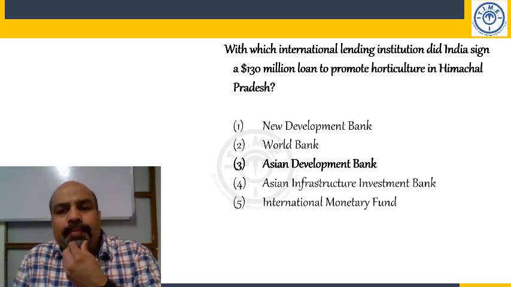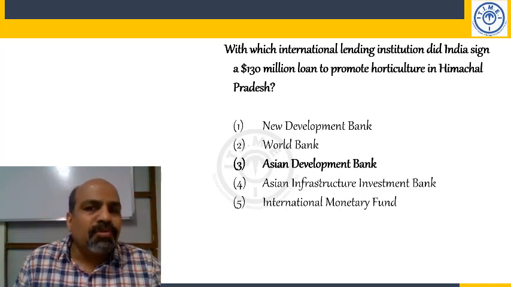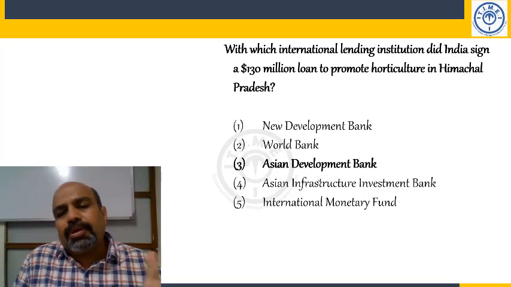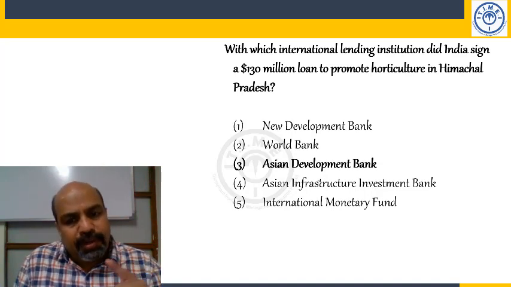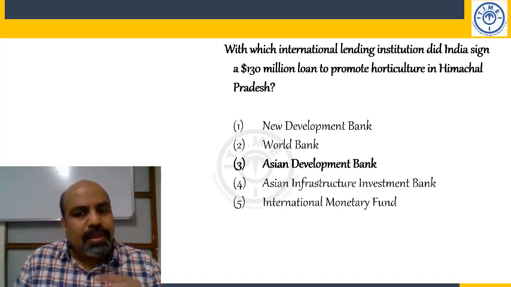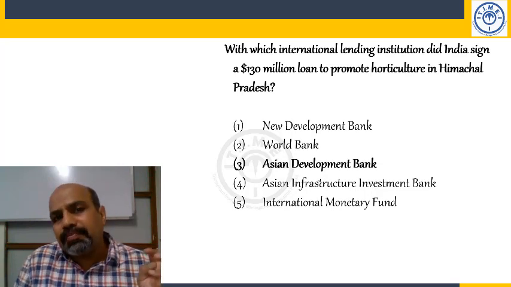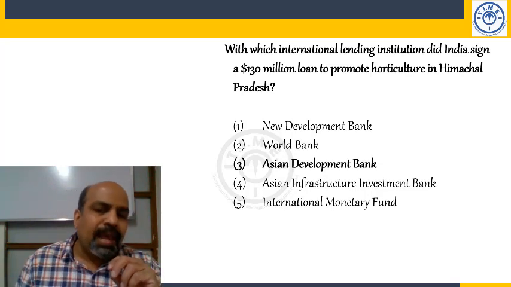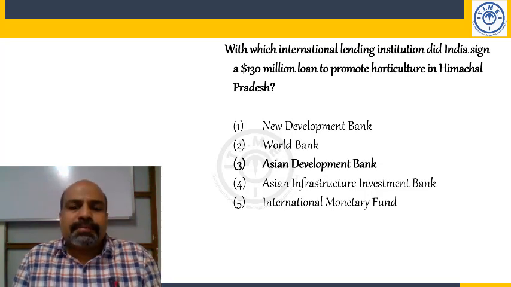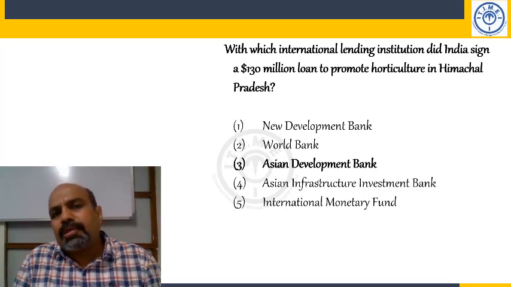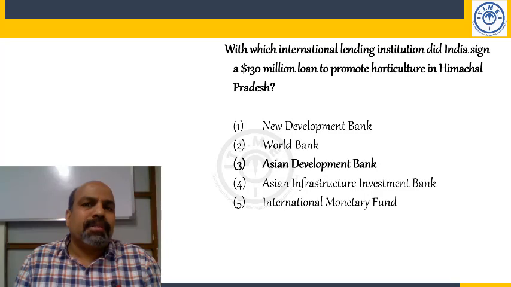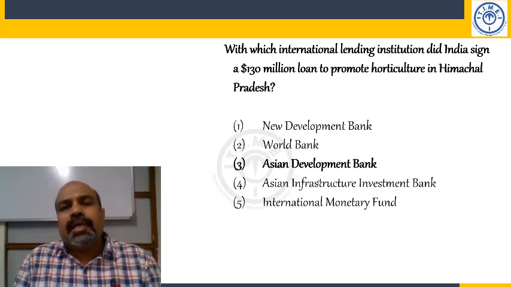Choice 1, New Development Bank. Let's look at the head offices. Usually we look at all this information. New Development Bank is headquartered in Shanghai. World Bank and International Monetary Fund: so choices 2 and 5 are both headquartered in Washington, D.C., the American capital. Look at choice 4. Asian Infrastructure Investment Bank is headquartered in Beijing, the Chinese capital. B-E-I-J-I-N-G, Beijing.